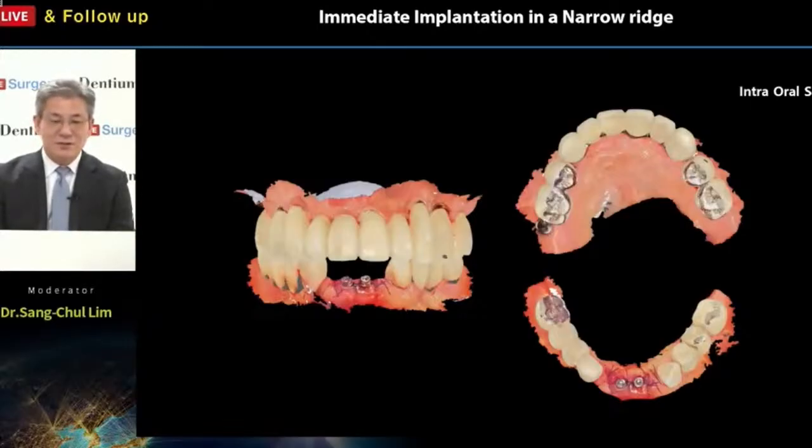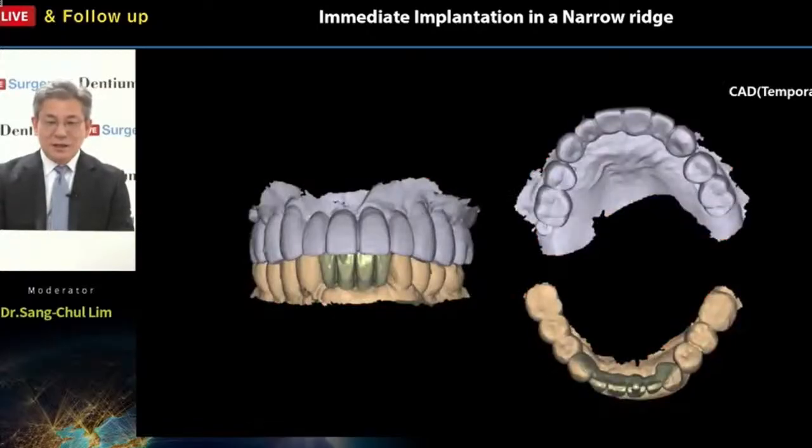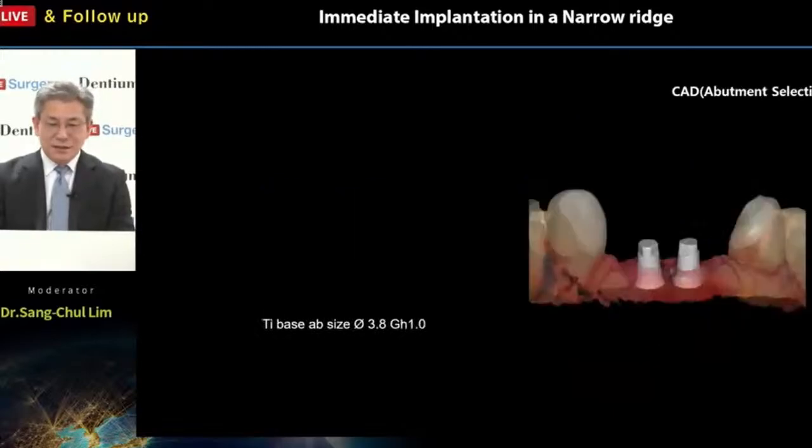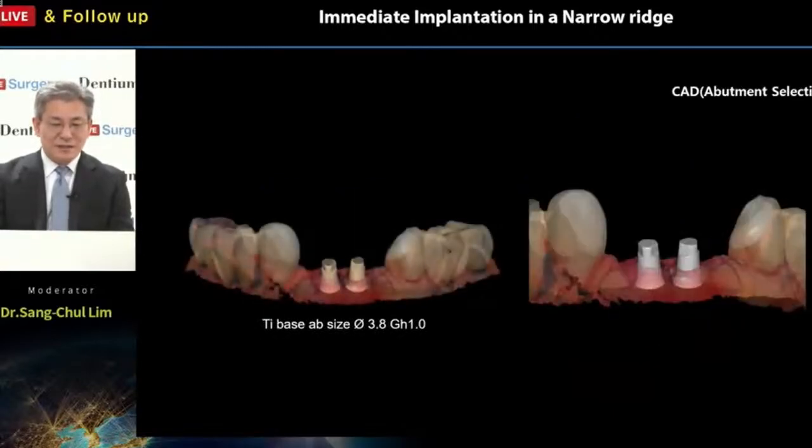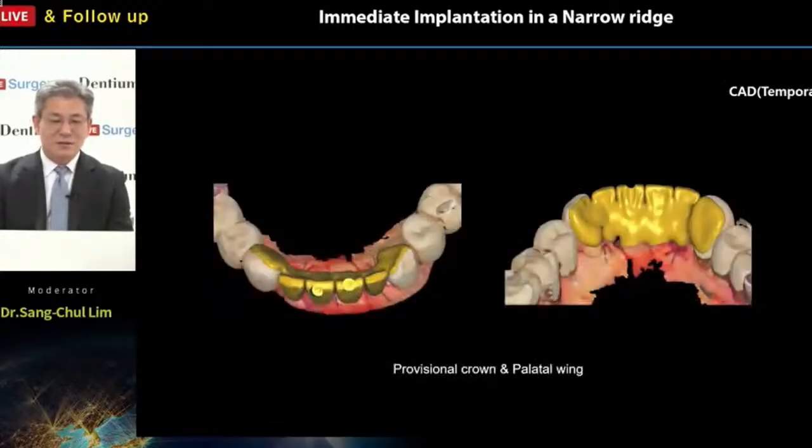This is a better procedure. Anyway, the CAD situation here, and also the tie base abutment with the PMMA temporary. So we're going to use this tie base as a temporary abutment, combined with the PMMA temporary, and sometimes this palatal wing, the lingual wing in the upper area, gives us a more comfortable situation.